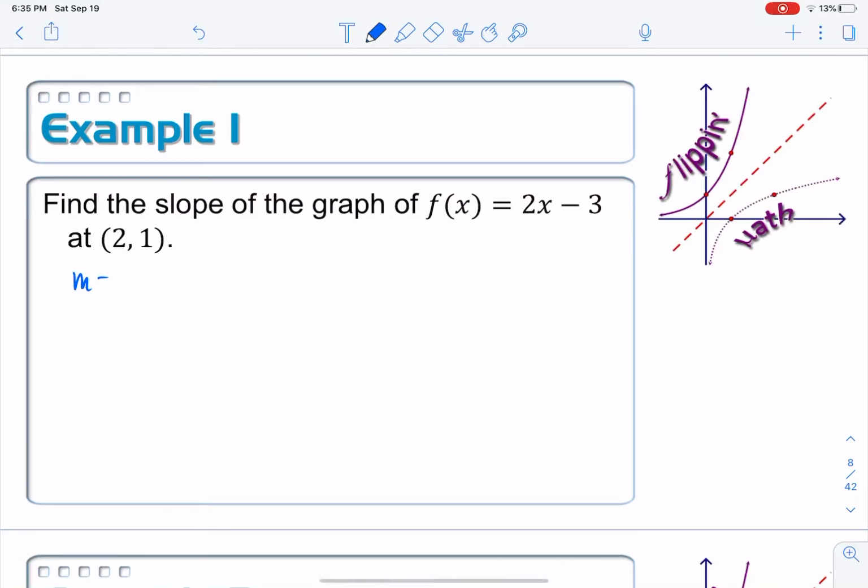So we're going to write m is equal to the limit as h goes to 0. And this is the way that I usually work these problems, so I can remember how to set it up. I'm just going to set it up before I start plugging things in as f of the x value that I want, the a value here is 2. So it's f of 2 plus h minus f of 2, all over h.